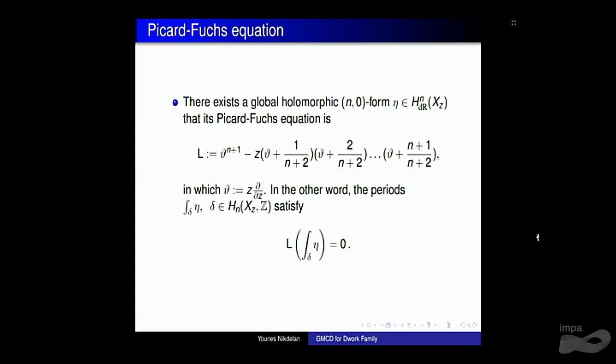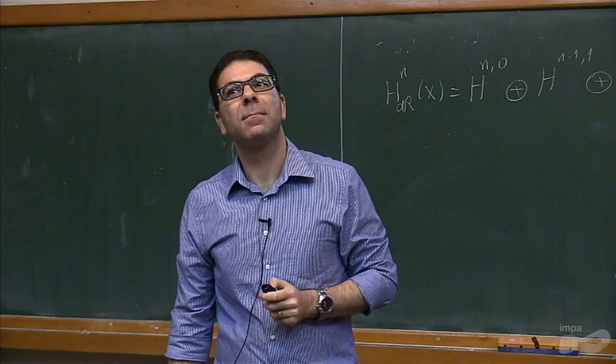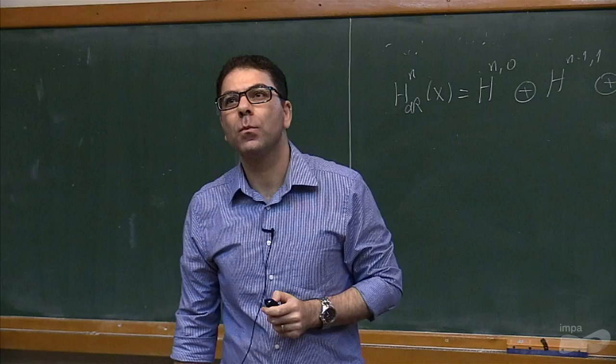On this family, we have a global holomorphic form that satisfies this equation. By satisfying this equation, which is called the Picard-Fuchs equation, I mean that here theta is this derivation that we have here. And all these periods satisfy this equation. So this is what we use to find the Gauss-Manin connection matrix.